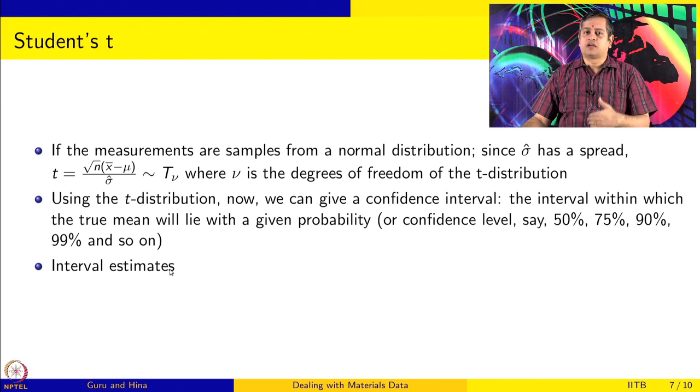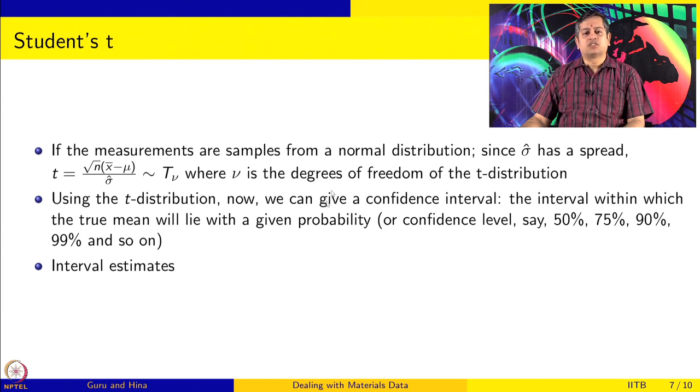So, you can either give point estimates, where you take the data, for example the average, and give that as a maximum likelihood estimate for the mean of the distribution, or you can say that the mean will lie in this range with so much certainty, 90% probability that the mean will lie only in this range. So, those kinds of statements you can make. This is from the t distribution, assuming normal, and it is a t distribution because the sigma also has a spread.